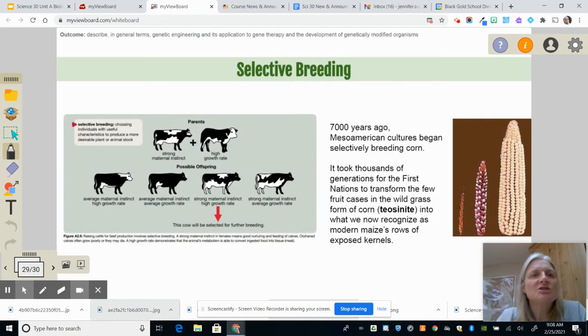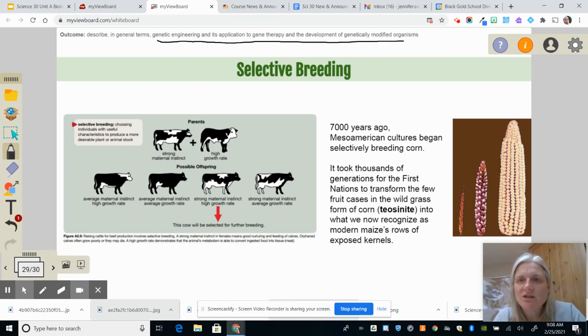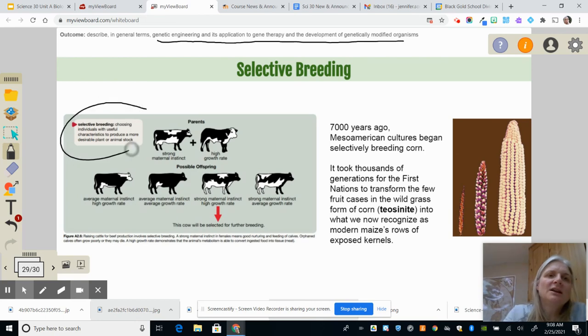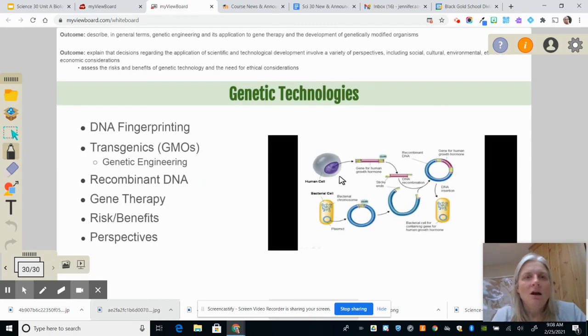All right, outcome: describe in general terms genetic engineering and its application to gene therapy and the development of genetically modified organisms. So there was a question in one of your practice questions in your textbook asking you why selective breeding is considered genetic engineering. It's because you're choosing those useful characteristics and purposefully breeding to get more of those useful characteristics. Make sure you take a look at the corn, where it came from, and how it was selectively bred to become corn from this wheat-looking thing.